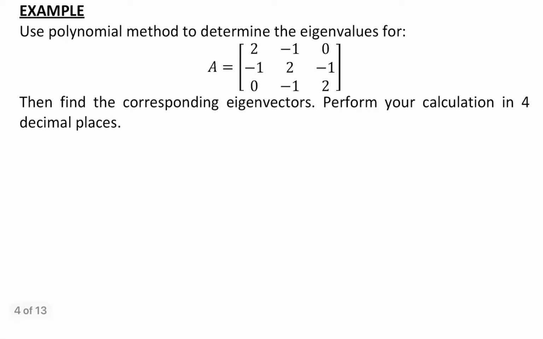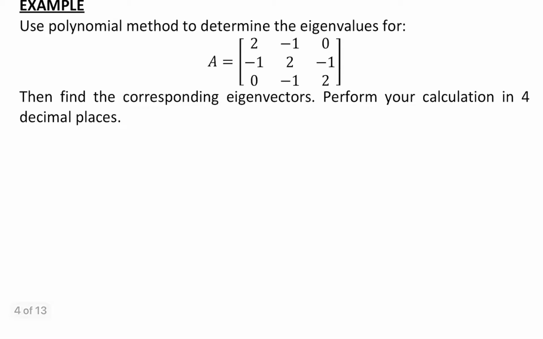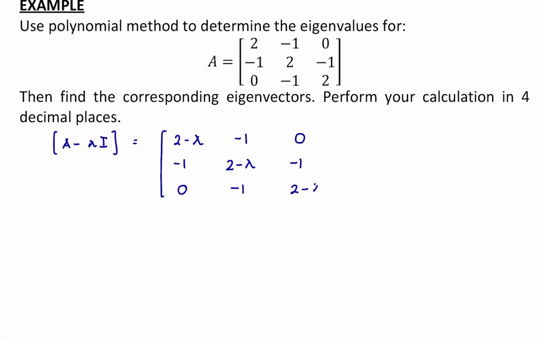Alright, so our first step is you want to find the eigenvalues, and finding the eigenvalues means you introduce lambda into your diagonals, yeah? So our A take away lambda I. So we are calculating matrix A take away lambda I. Right? So that would be 2 take away lambda, minus 1, 0. That's the first row. The second row is minus 1, 2 take away lambda, minus 1. And the third row would be 0, minus 1, 2 take away lambda.